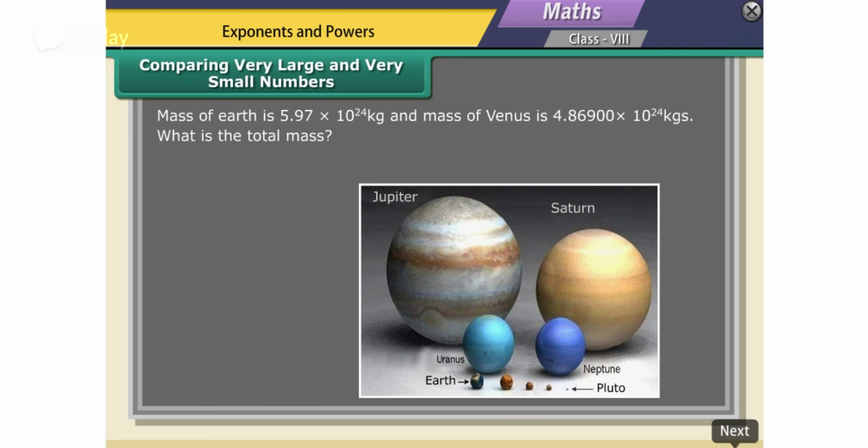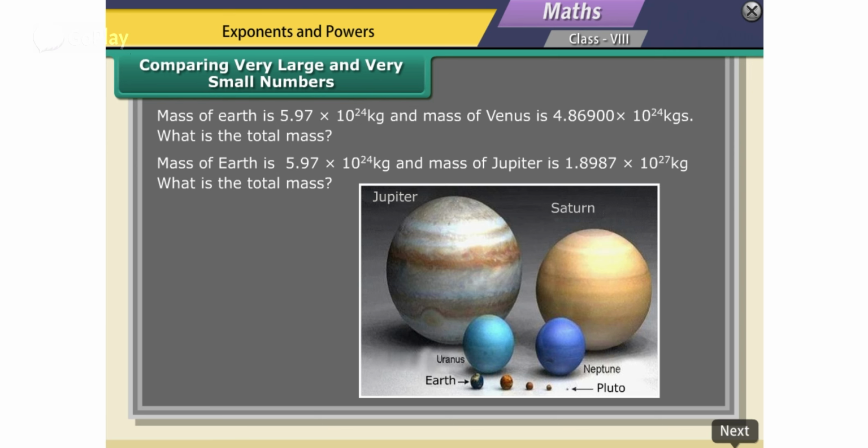Mass of Earth is 5.97 into 10 raised to the power 24 kilogram, and mass of Venus is 4.86900 into 10 raised to the power 26 kilograms. What is the total mass?